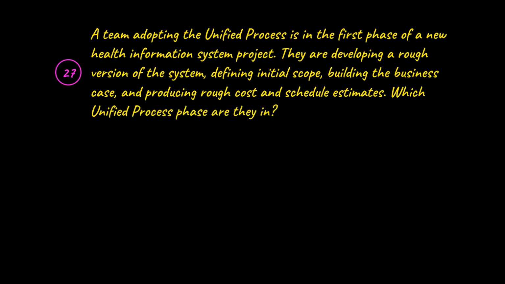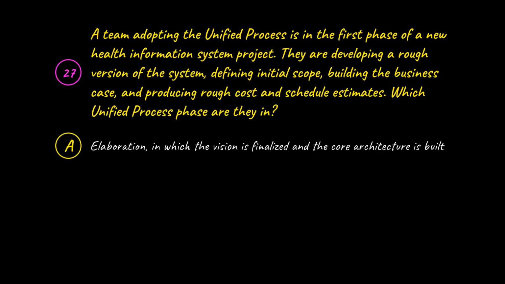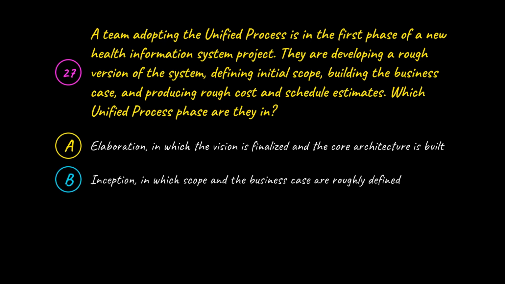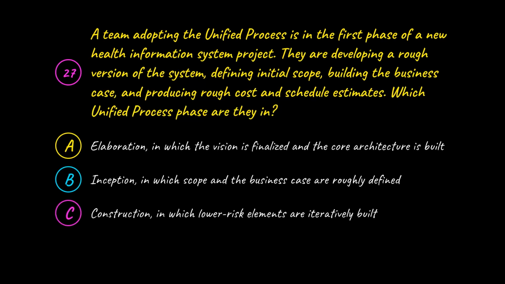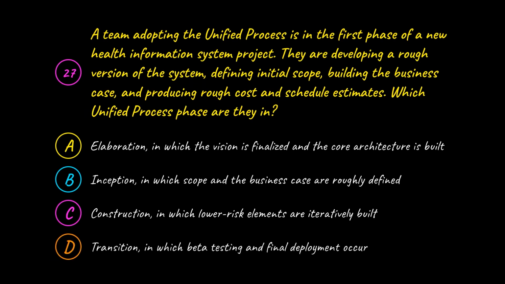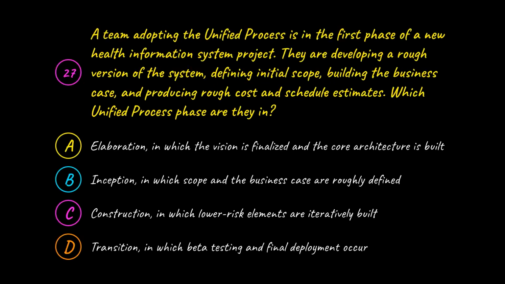Your options are A. Elaboration, in which the vision is finalized and the core architecture is built. B. Inception, in which scope and the business case are roughly defined. C. Construction, in which lower risk elements are iteratively built. D. Transition, in which beta testing and final deployment occur. Before I reveal it, which one do you think is right?